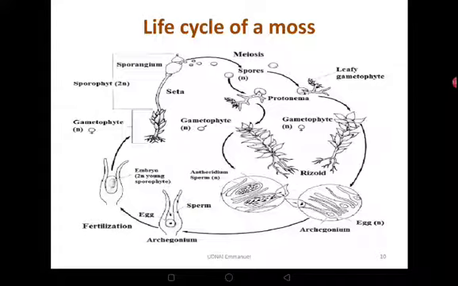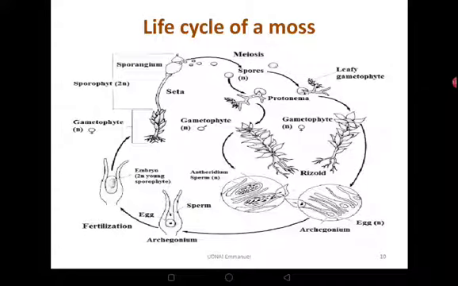So members, I want you to observe that clearly and see, then we explain together. A moss plant consists of two distinct forms in its life cycle: the haploid gametophyte, which is dominant, and a diploid sporophyte.